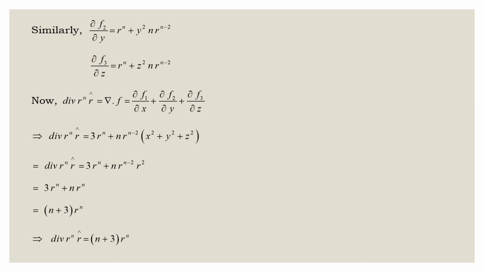Similarly, ∂f3/∂z equals ∂/∂z of z r^n, that equals r^n plus z ∂/∂z of r^n, which equals r^n plus z n r^(n-1) ∂r/∂z. If we substitute the value of ∂r/∂z, we get ∂f3/∂z equals r^n plus z² n r^(n-2).